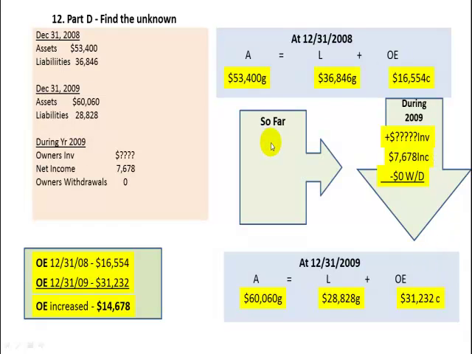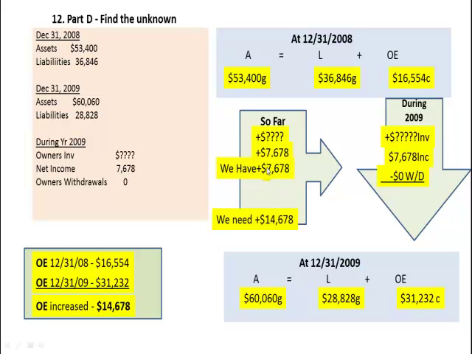So far, we've gotten investments that we don't know anything about, but we did know the income was 76.78, and we have a 76.78 increase because withdrawals were 0. Now we're really looking for a $14,678 increase. That's the total increase in owner's equity, and so far we have accounted for $7,678 worth of it.